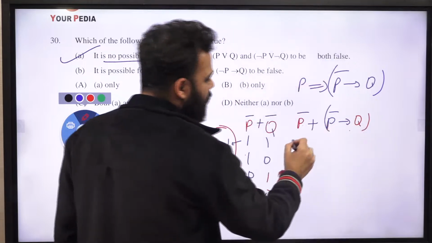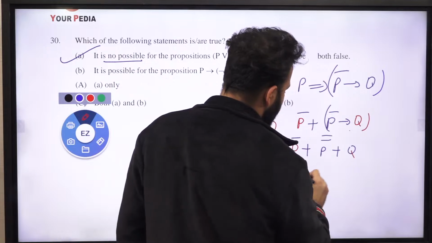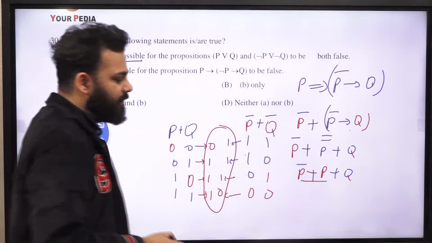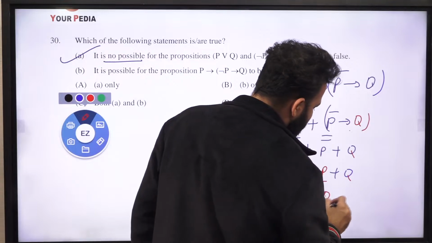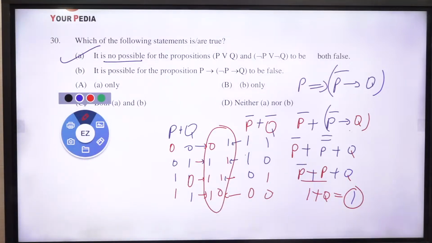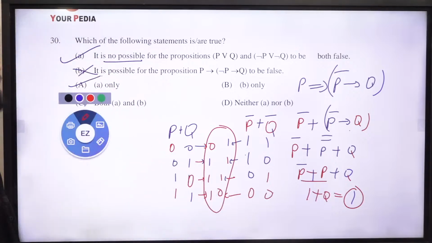If I again open this one, I will get P bar bar plus Q, which will give us P bar plus P plus Q. P bar plus P will always be equal to 1, and 1 plus Q will always be equal to 1. So it is possible for this proposition to be false. So only A is correct. So the correct option will be option A.